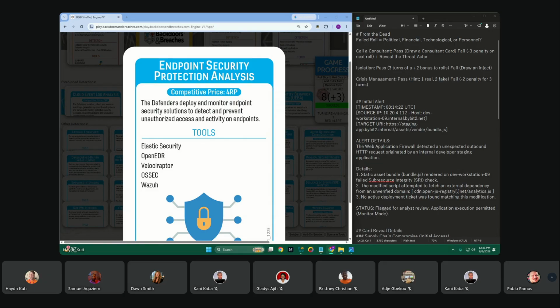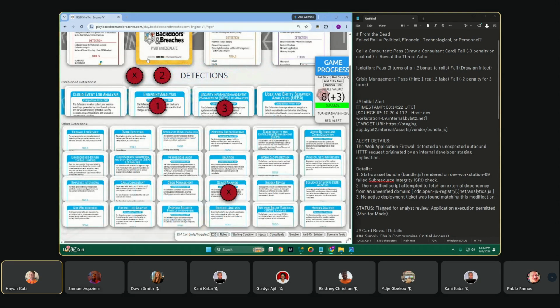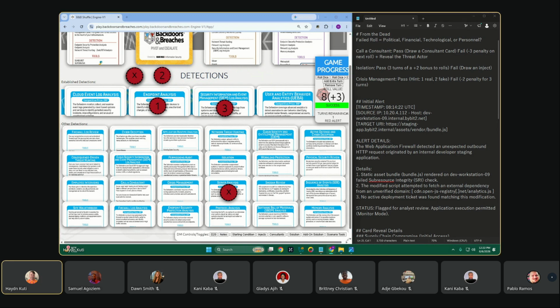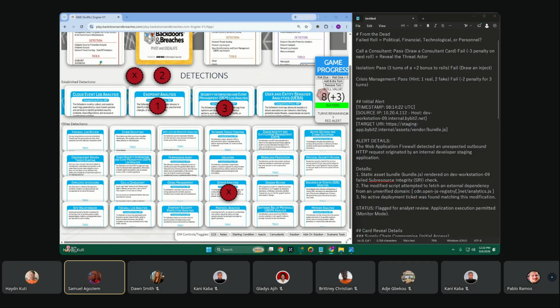Go ahead, Samuel. I just wanted to ask about the last part we are looking for. What is the last heading in the backdoor breaches cards? Pivot and escalate. So you're looking at how they moved and how they elevated their privileges.